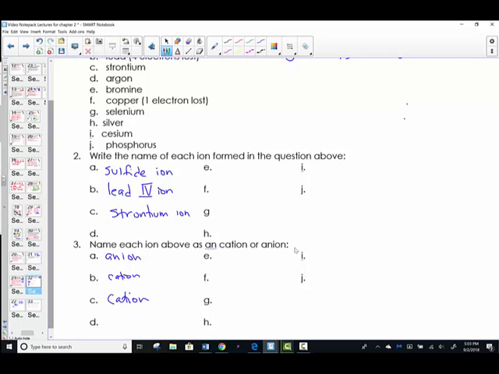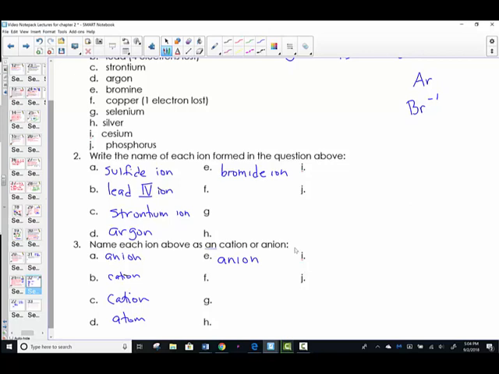Letter D is argon. Now, argon is a noble gas, so therefore there's no charge associated with argon. We just simply call it argon. It's a neutral atom, not positive or negative. Bromine lives in group 7A. It will be a negative 1 charge, just like all the negatives in column 7A. Bromide is how we name that. And since it's negative, it's an anion.